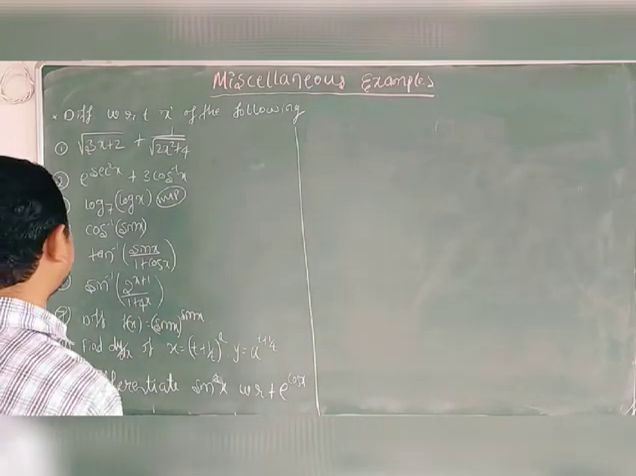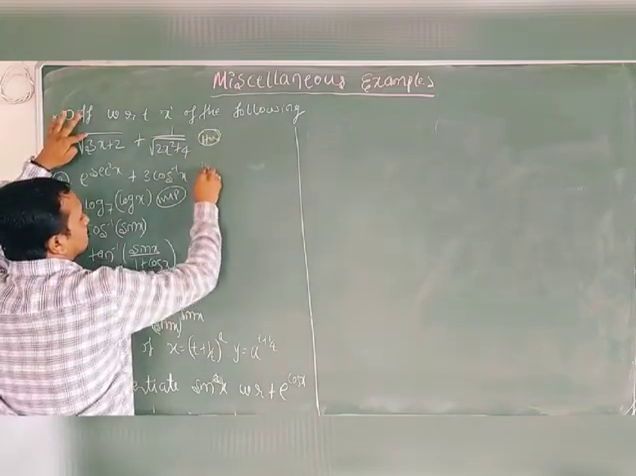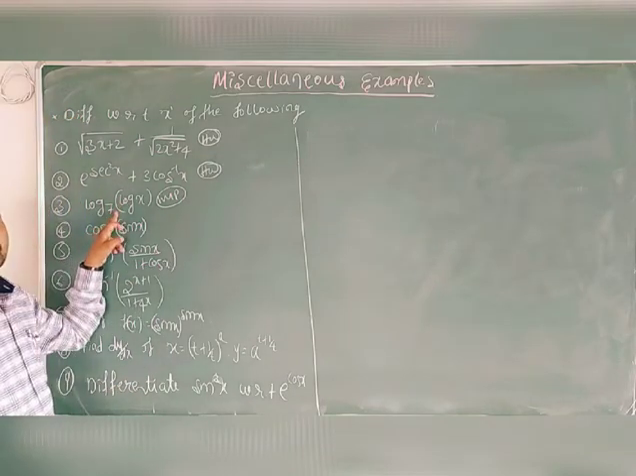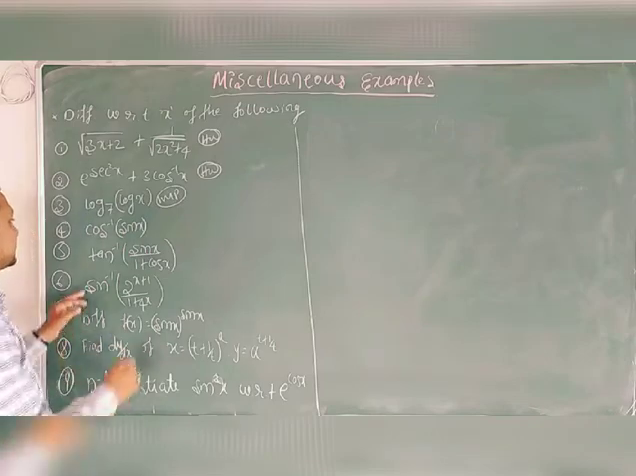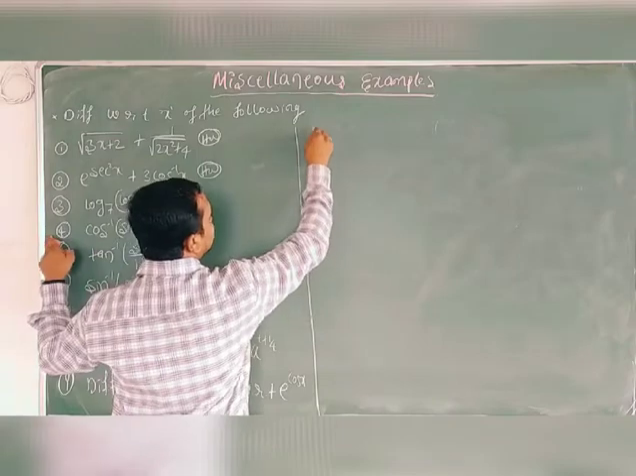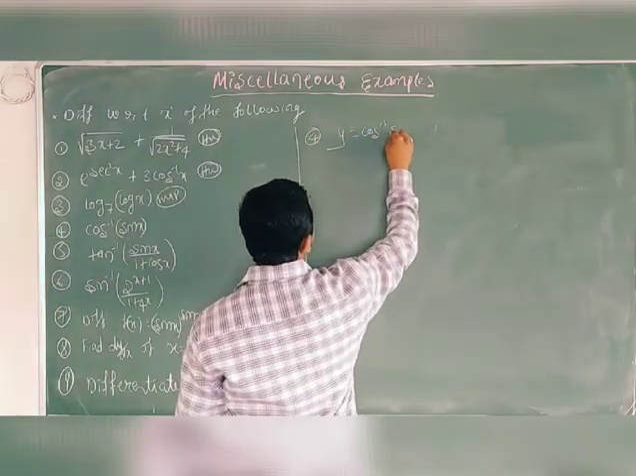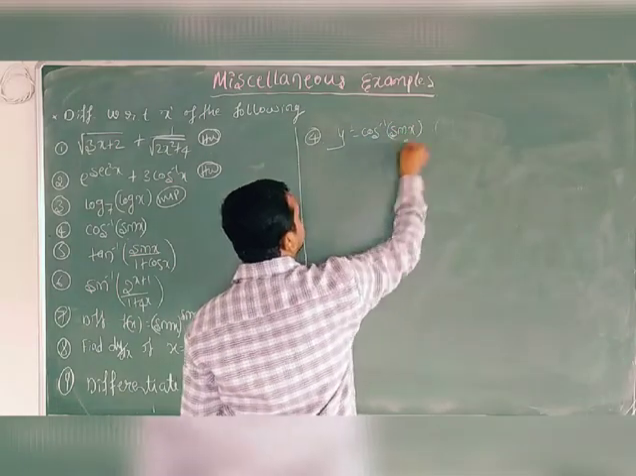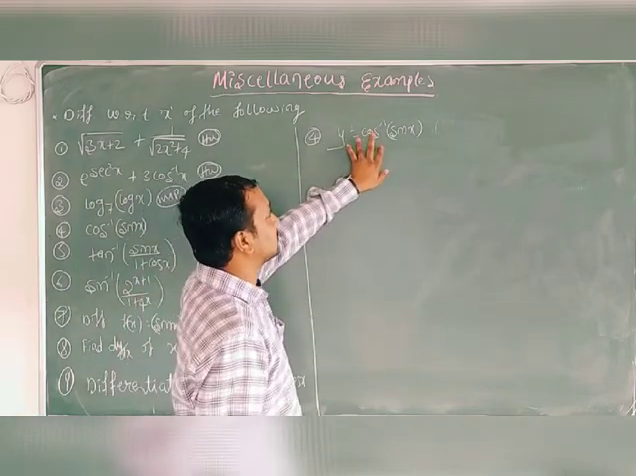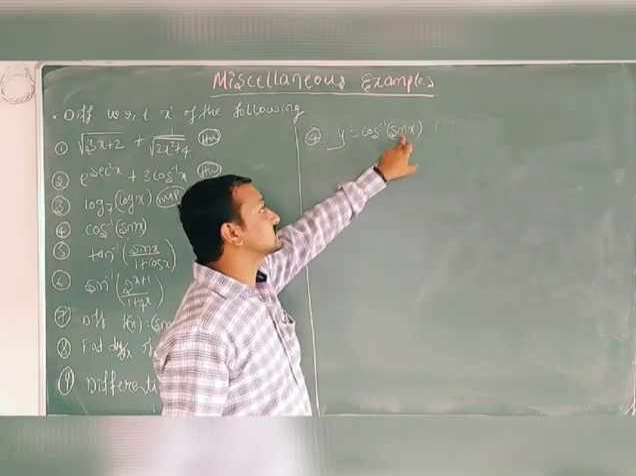The next example, you try yourself. This is also your homework. Here, log x to the base 7, so I can skip this example here. This is a very simple example. The fourth one is very simple: y equal to cos inverse of sin x. We find dy by dx. Here cos inverse is there, here sin is there. So cos inverse cos gets cancelled, but it is a sin term.